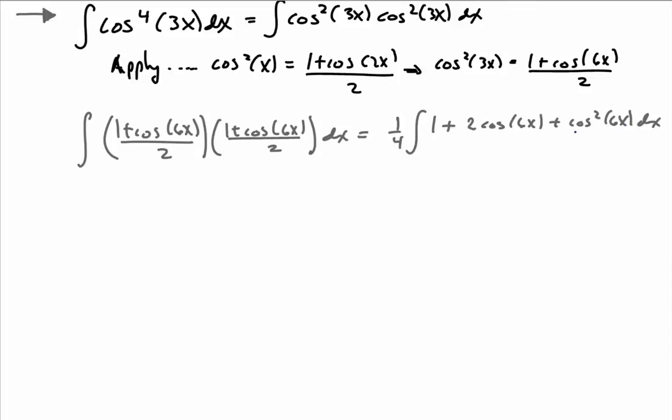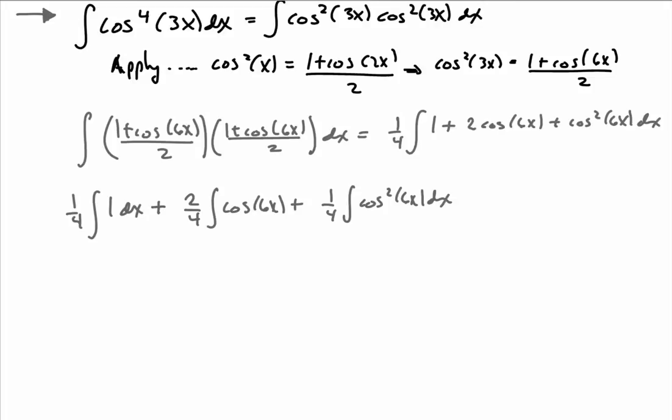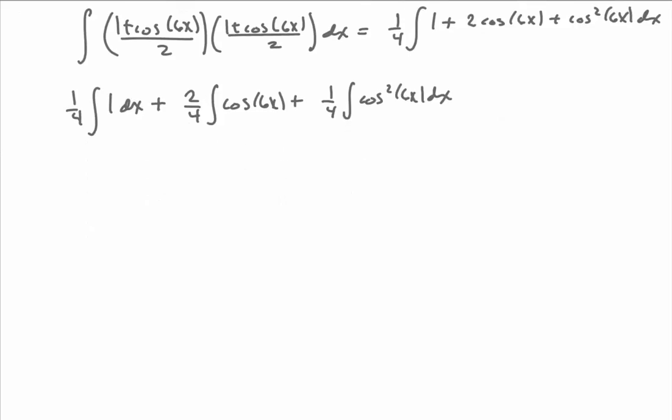So let's go ahead and, actually, I think I'll split this out into 3 different integrals just so it doesn't get confusing. Things to remember, there's a fourth out front of each one. So I'm going to pull the 2 out with it as well. 2/4 cosine of 6x plus 1/4 cosine squared of 6x dx. So we have some easy parts here. The integral of 1 dx is x.